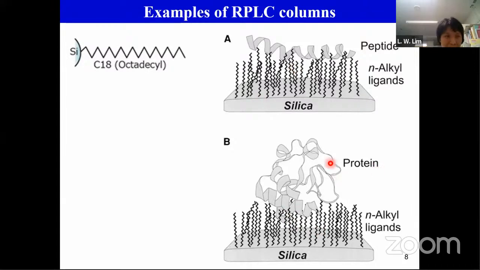For example, this is a protein, which is a bigger one, and this is a peptide, which is a smaller one. So reverse phase is also very popular to use for peptide separations, especially now with all the tests and different things.